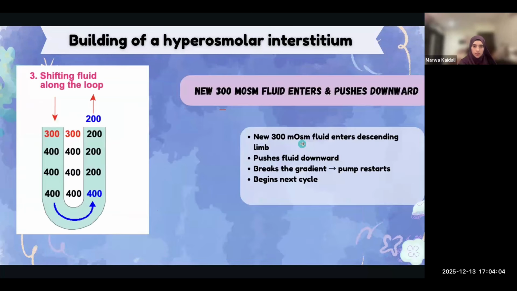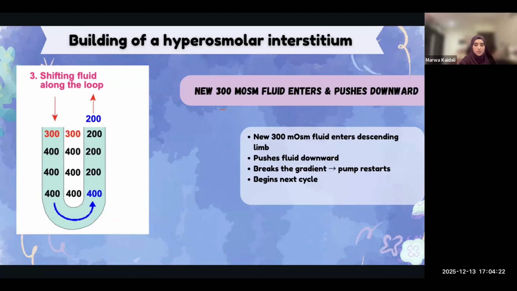So why is that a problem? Because as we said, we wanted to build a 200 milliosmol difference between the ascending loop and the interstitium. But now that this 400 is here, we broke the gradient. 400 and 400, they're equal, and there's no gradient. So this is why this breaks the gradient and it's going to trigger the next cycle to occur.